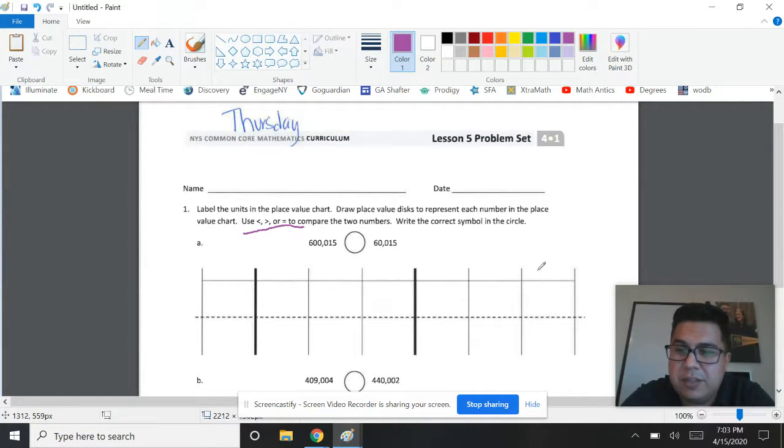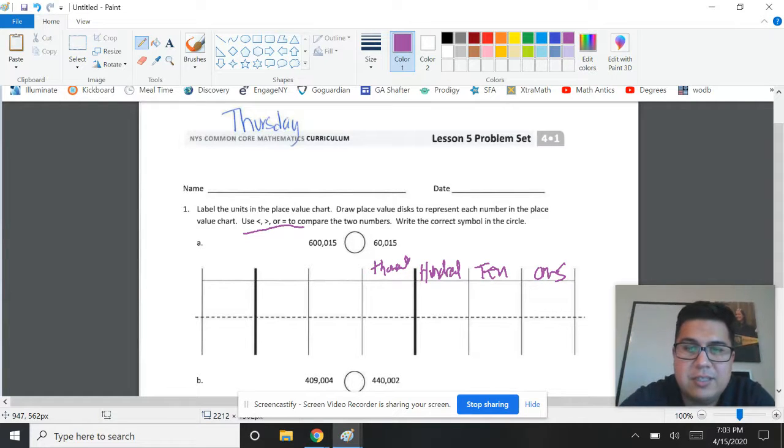So what's our lowest place value? If you said ones, you are correct. And after ones is tens, good job. And after tens is hundreds. And after hundreds is thousands. After thousands is 10,000s. And after 10,000s is 100,000s.